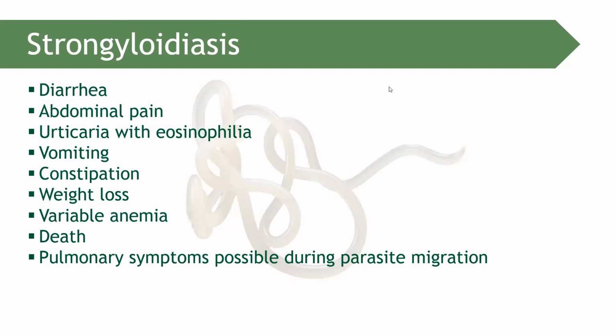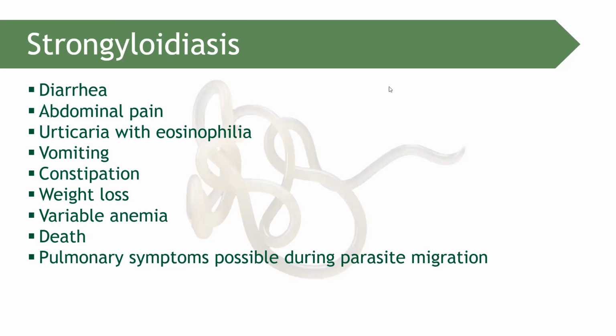Now remember guys, these are the clinical conditions associated with Strongyloides stercoralis. Diarrhea, abdominal pain, urticaria with eosinophilia, vomiting, constipation, variable anemia, pulmonary symptoms during parasite migration. Possible po bang mag-migrate ang ating Strongyloides? Oo. Heart-lung migration. Pwede.